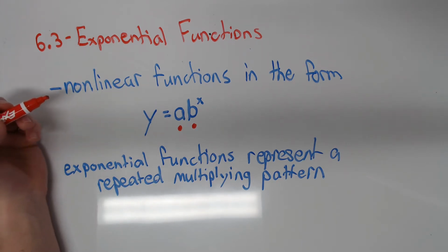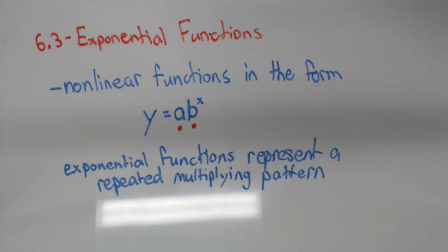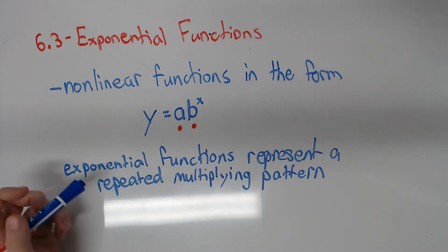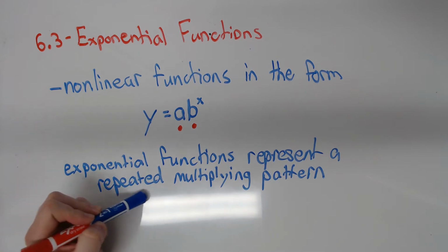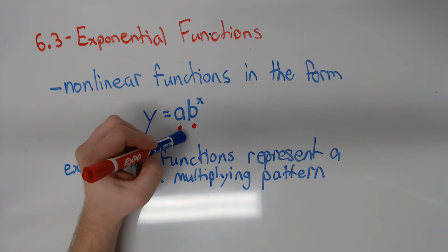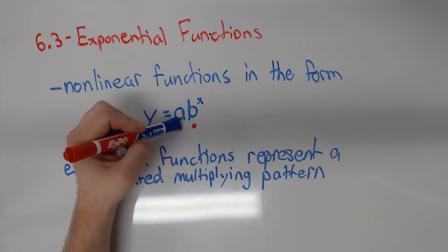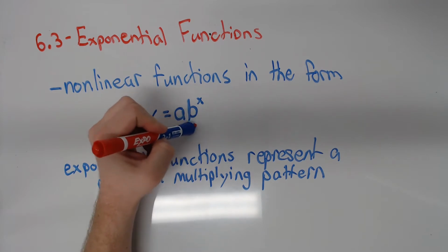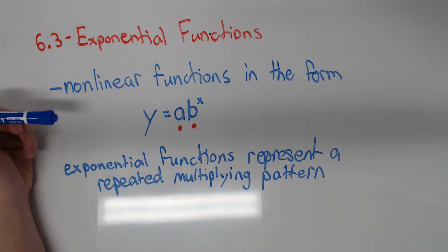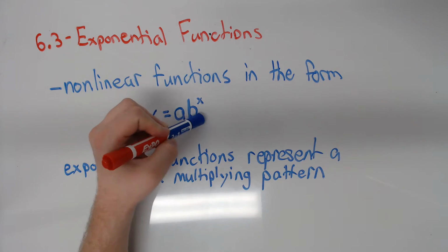So an exponential function has really 4 different patterns it can look like. They all have roughly the same curve shape to them. Exponential functions represent a repeated multiplying pattern. So we're going to learn that a represents the starting value, b represents the multiplying factor, the common factor, the ratio we use, and x is how many times we multiply by that common ratio.